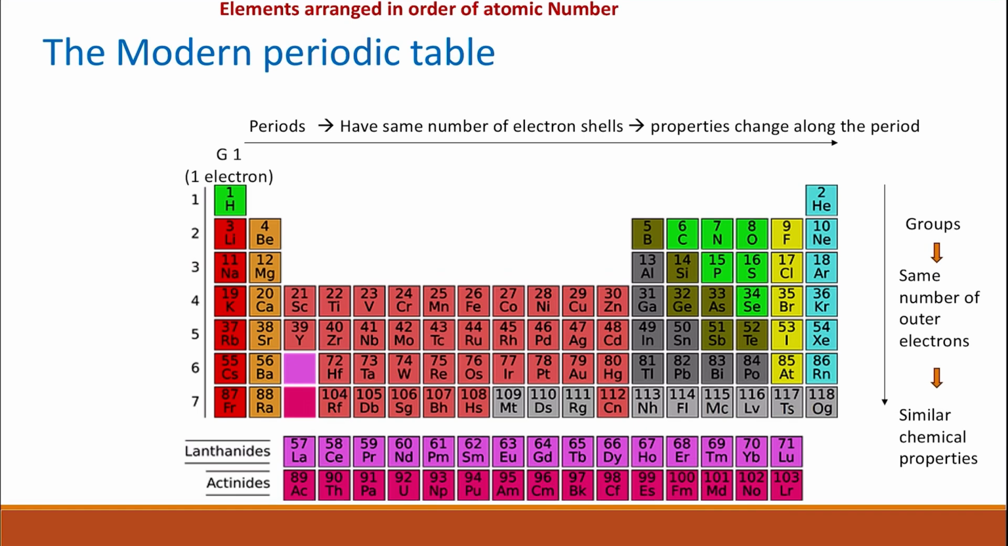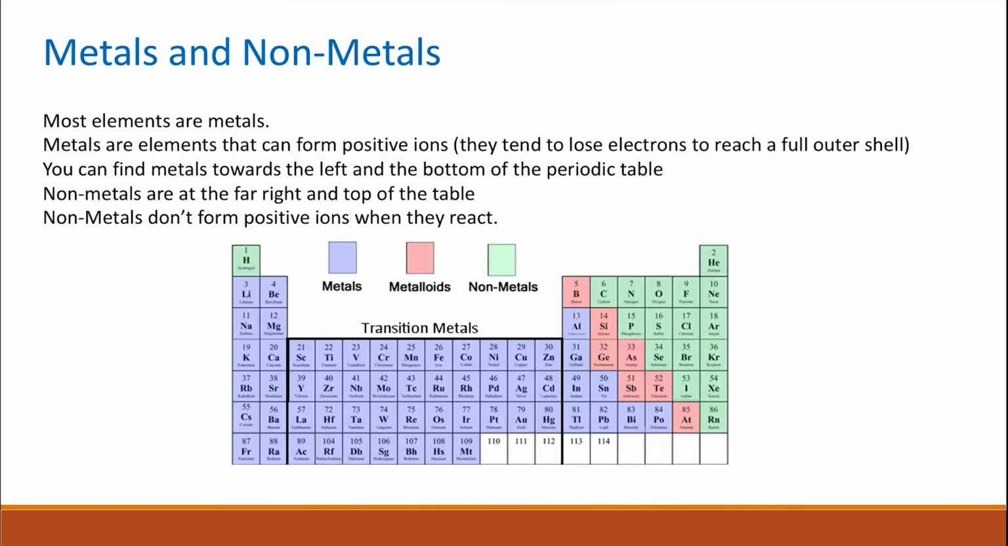So we have group 1 elements here. They all have 1 electron in their outer shell, and they have similar chemical properties. Group 2 elements have two electrons in their outer shell, and then the group at the far right of the periodic table is called group 0 elements or noble gases, and they have a full outer shell of electrons.